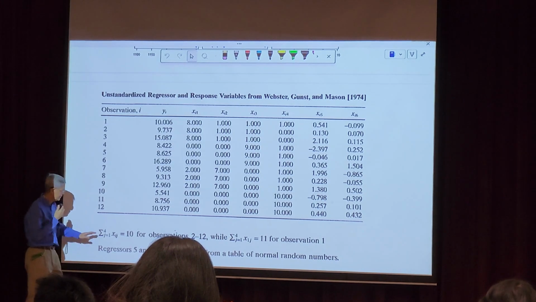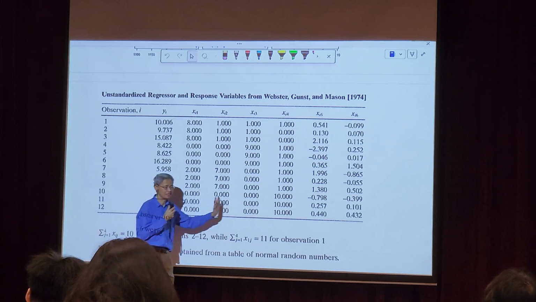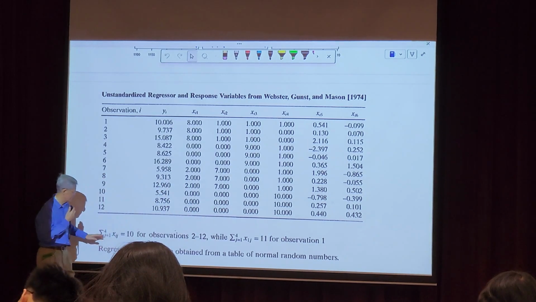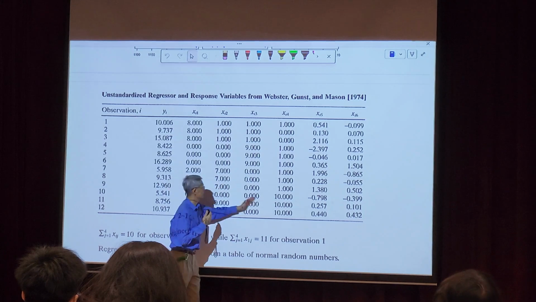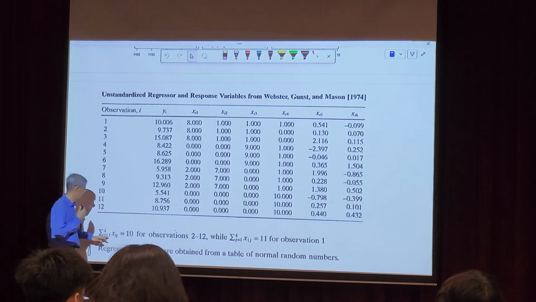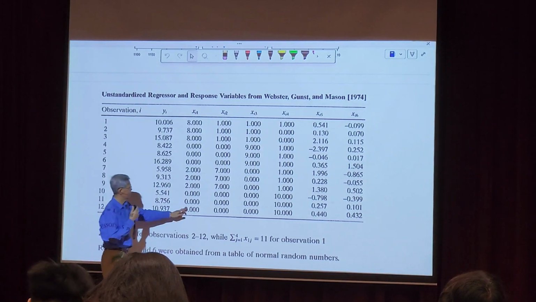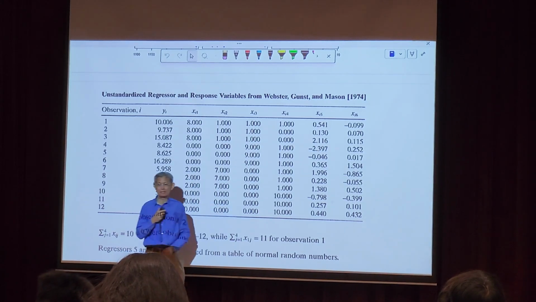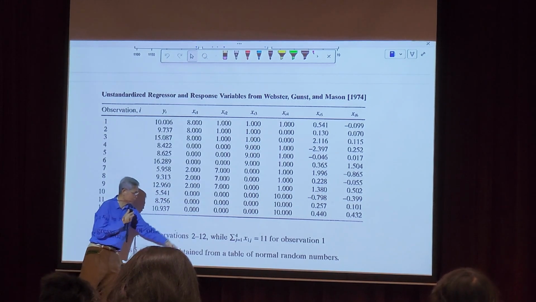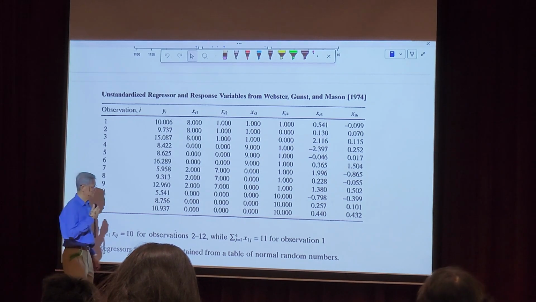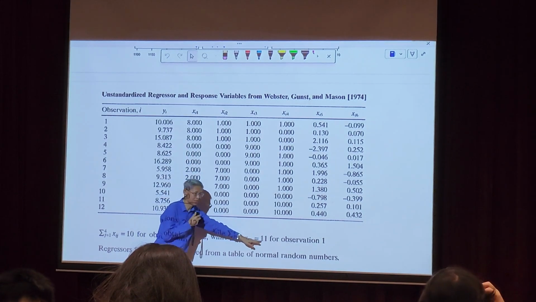Well, they generated a data set. There are 6 regressors in their data set. The first 4, 1, 2, 3, 4, are related by this relationship. If you add them up, 0 plus 0 plus 0 plus 10 is 10, right? So it's 10 for observations 2 to 12, while for observation 1, if you add up together, it will be 11.